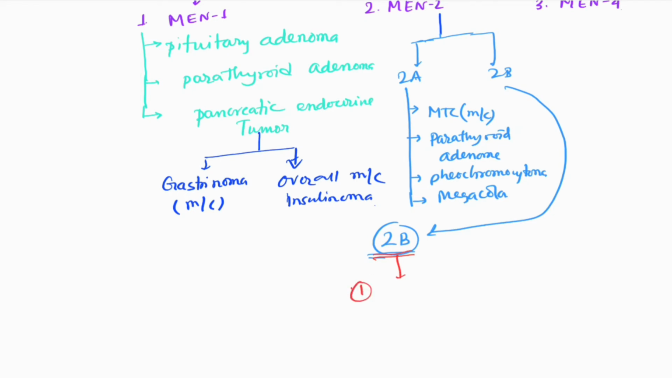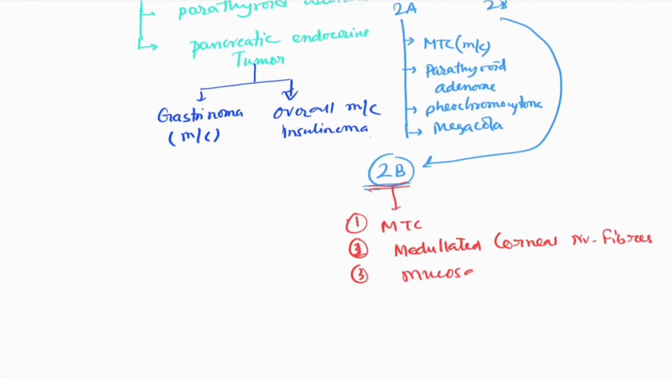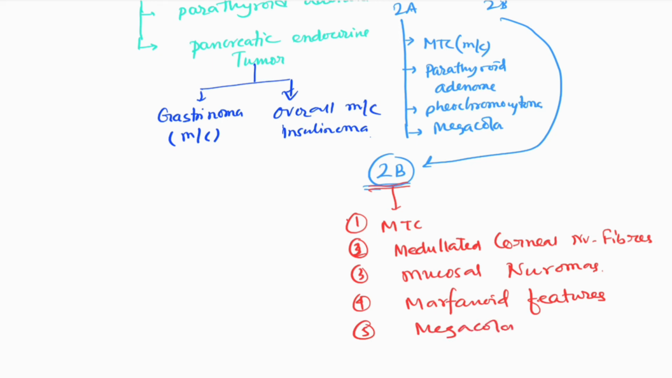Under 2B: number one, medullary carcinoma of thyroid, 2, medullated corneal nerve fibers, number 3, mucosal neuromas, number 4, marfanoid habitus, and lastly megacolon. All start with M.